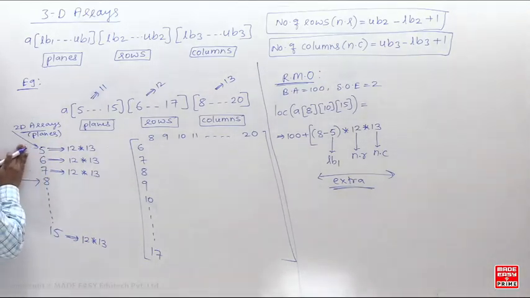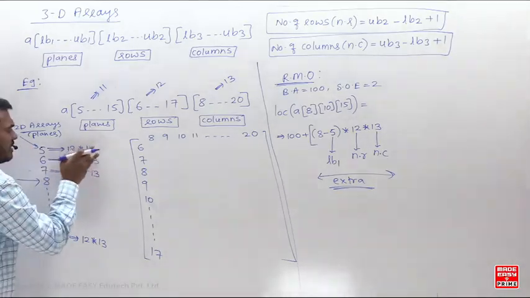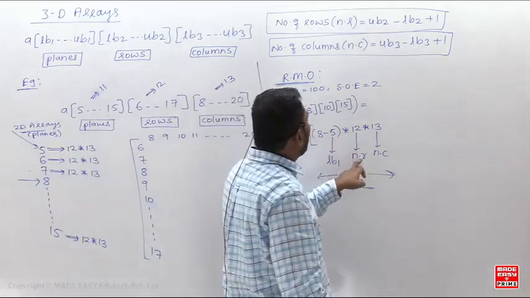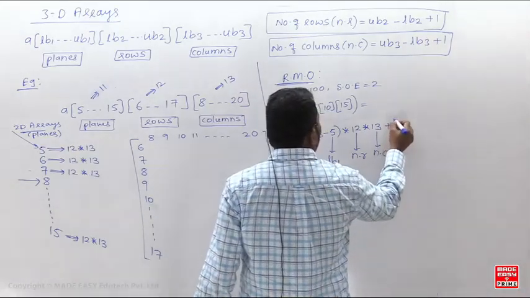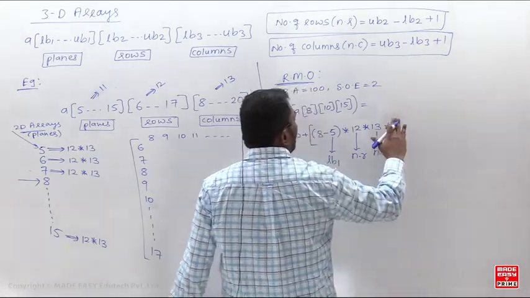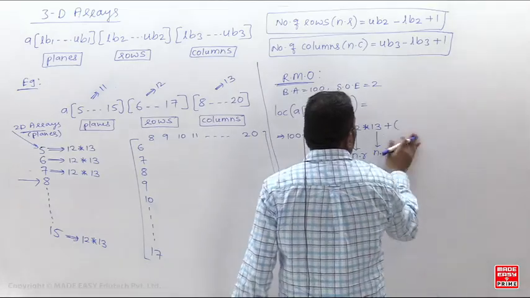Every 2D array is having how many elements? 12 into 13 elements, so 12 is the number of rows and 13 is the number of columns. This is the extra thing coming. Now remaining all is exactly the same. Now tell me.